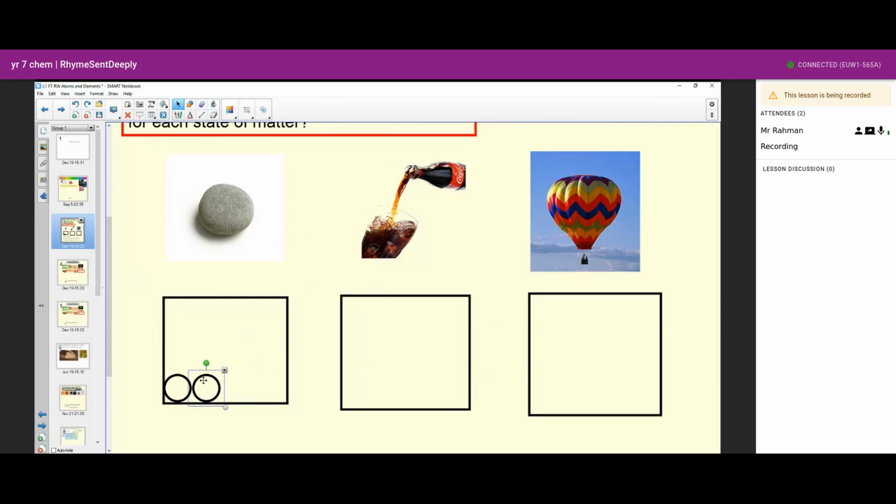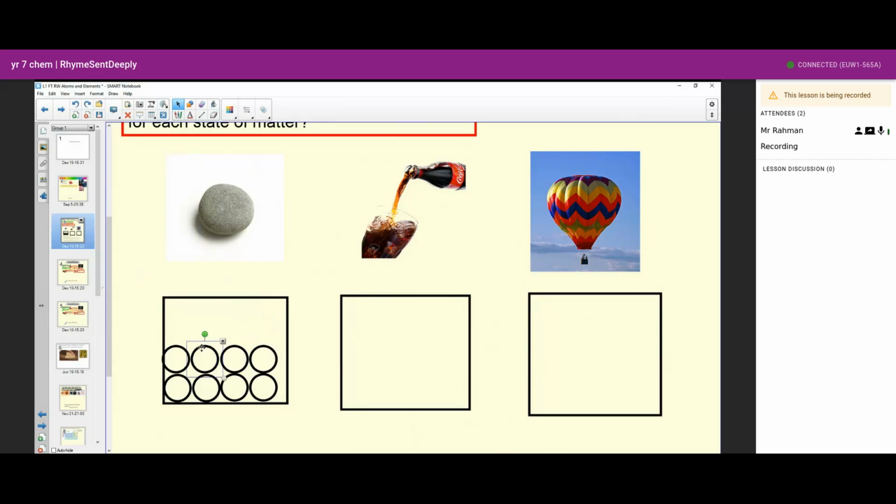This first box is solid. The second box should be liquid, and the third box is a gas. Pause the video, have a go at how you think the atoms inside each state are arranged. Right, hopefully you've had a go at that. If you did that correctly, for a solid, all the particles would have been regularly arranged and close together, almost touching. So something like this.